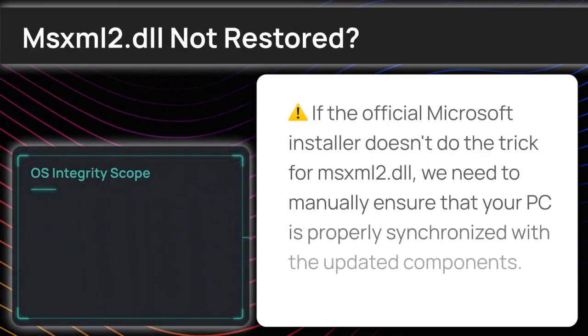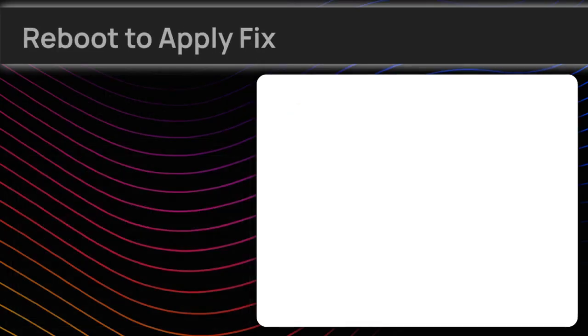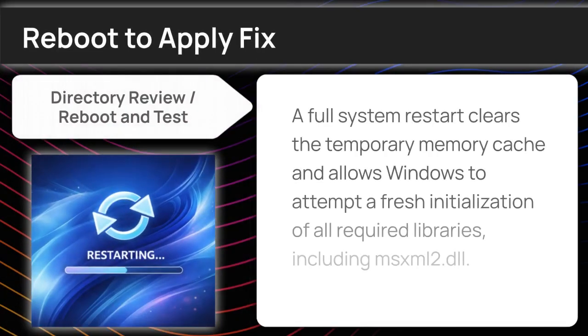If the error persists despite the new library files, we must verify if a simple synchronization conflict is preventing the file from loading. A full system restart ensures that no background processes are currently locking the Microsoft XML2 library file. A fresh boot allows Windows to reinitialize its library map from a clean state.